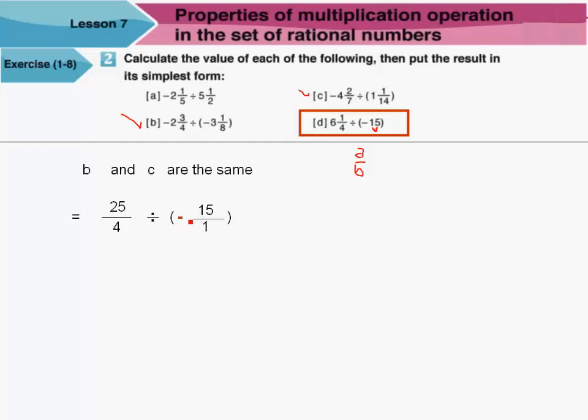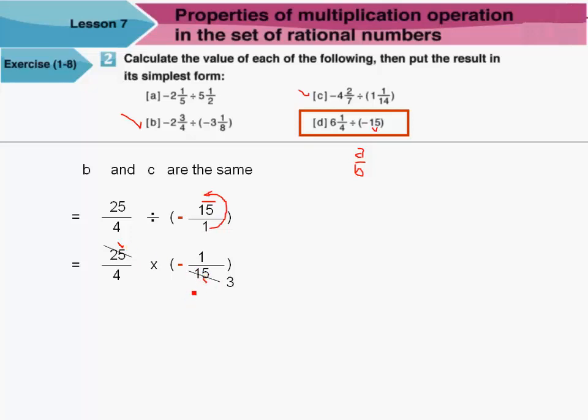So here we have minus 15 over 1. This will be equal to 25 over 4. We change divided by to multiply, so we have to take the multiplicative inverse of 15 over 1, which will be 1 over 15. This number ends with 5, and this will end also with 5. Both can be divided by 5.